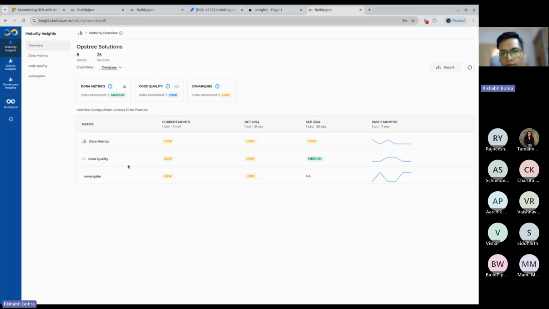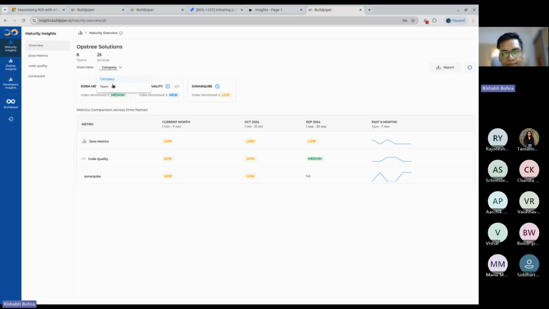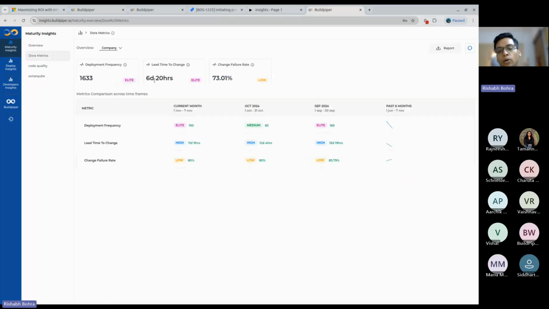So here, in this case, we can see there are three pillars of standards which have been created. The first one is DORA metrics, the second one is code quality, and the third one is a dedicated SonarQube section as well. The beauty of maturity insights is that it can give you a 30,000 feet view at one point of time, but on the other hand, it can give you very minute level information, where you are able to see the standards and the ratings in that respective pillar across multiple teams as well. And then you can go down to a particular service level as well.